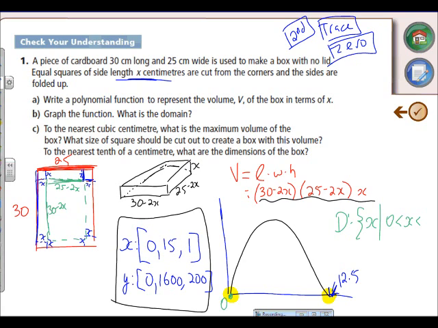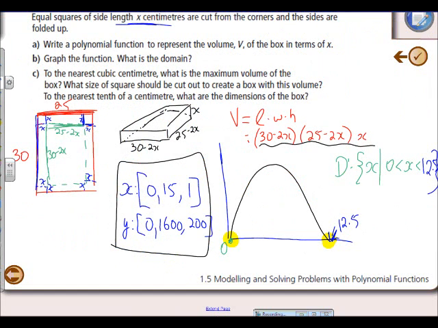That makes sense. You've only got 25 as a width. You can't cut out 12.5 from either side because then you're just folding it in half. You don't have a box anymore. You can't go further past half of the distance of the 25. So that number of 12.5 does make sense. And again, it can't equal 12.5, or else we would just fold that piece of cardboard in half.